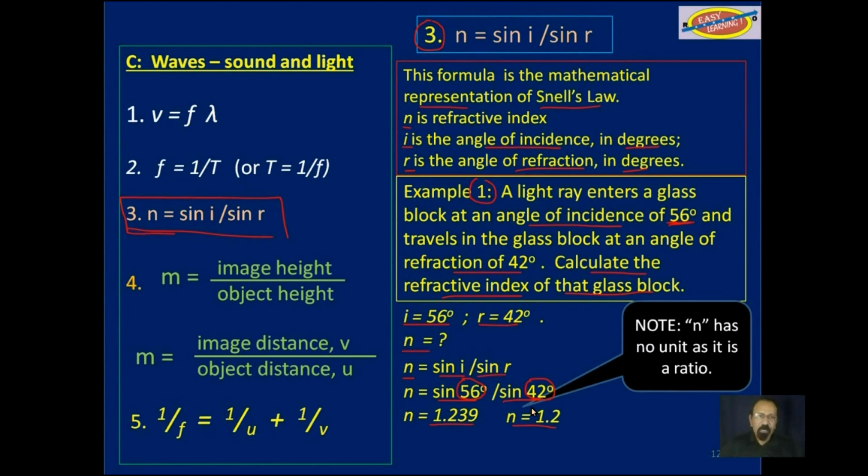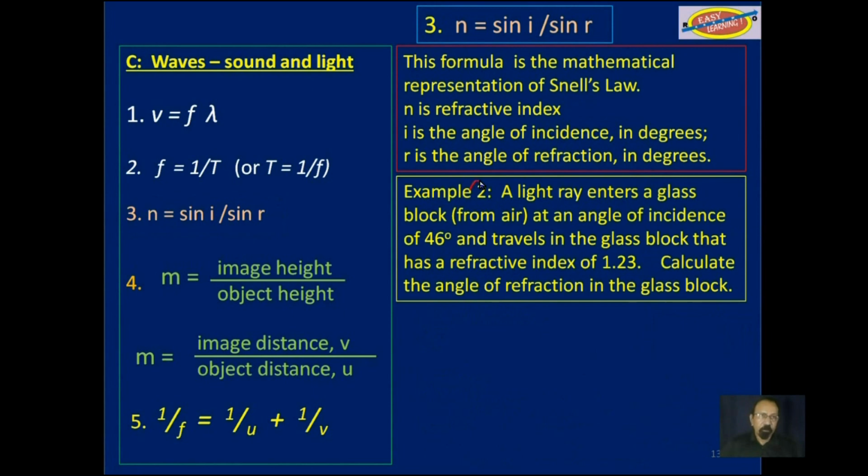Notice that N has no unit like kilograms or meters or seconds. It is a ratio and therefore has no unit. N is equal to 1.2. If you want to be a little more precise, you can say N is approximately 1.2 plus or minus 0.05. This is also correct, but if you write it like that, we can't go wrong for CSEC. Though the simpler answer should be acceptable for CSEC.